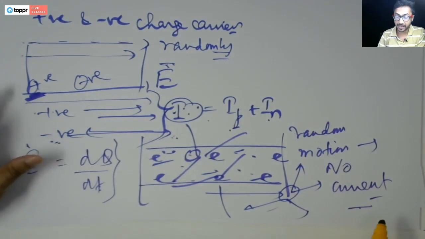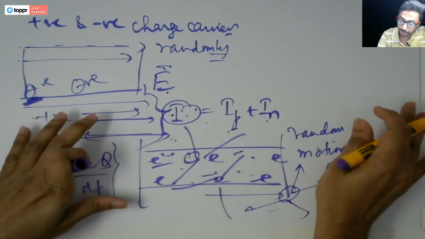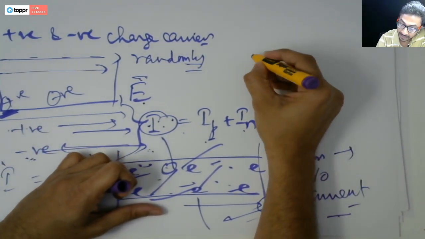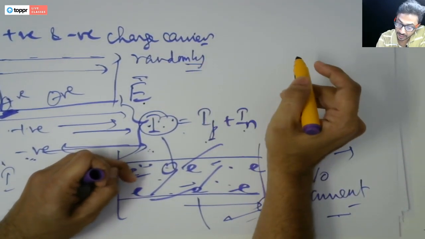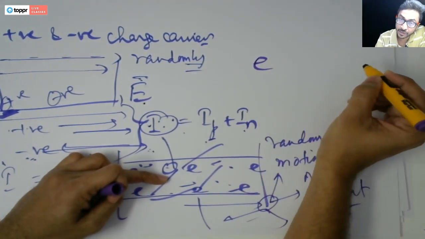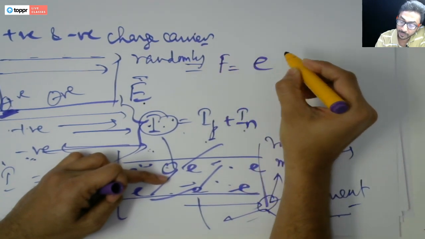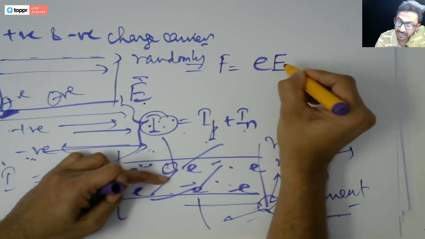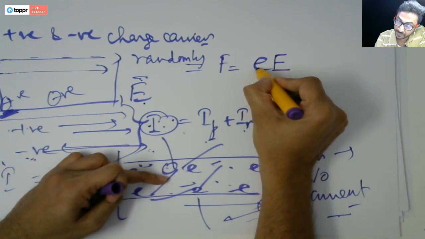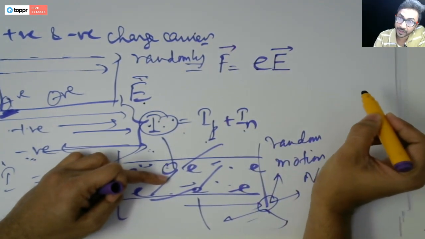So we have already said, when we give an electric field, then what happens? Electric field is force per unit charge. Now the charge of an electron is e. The force applied will be eE, where small e is the charge of the electron and E is the electric field, which is a vector. Force is also a vector.